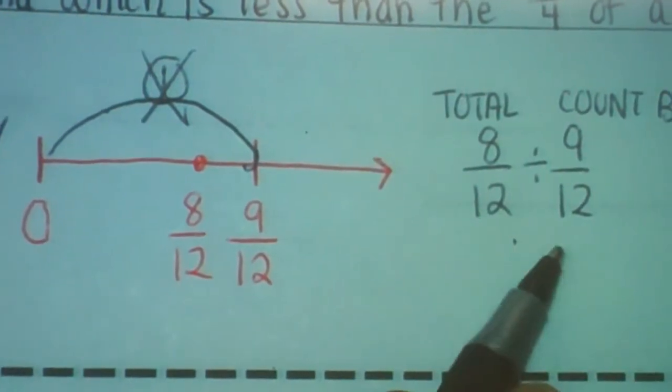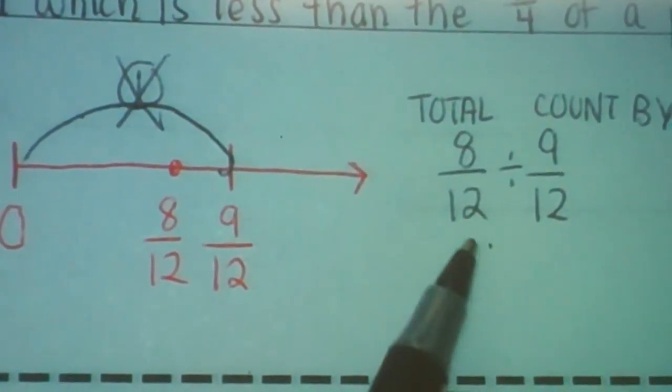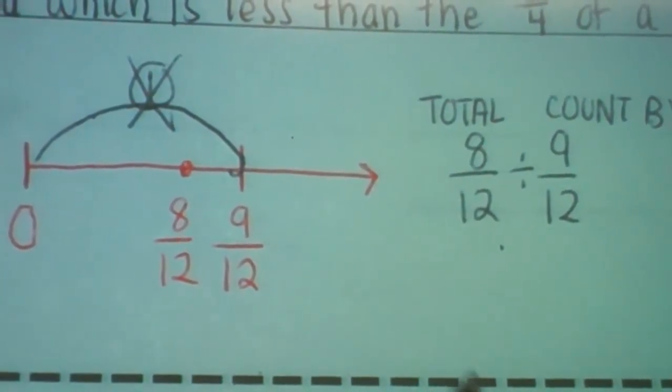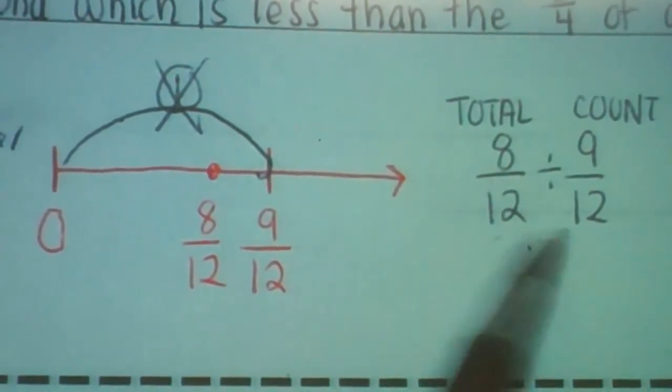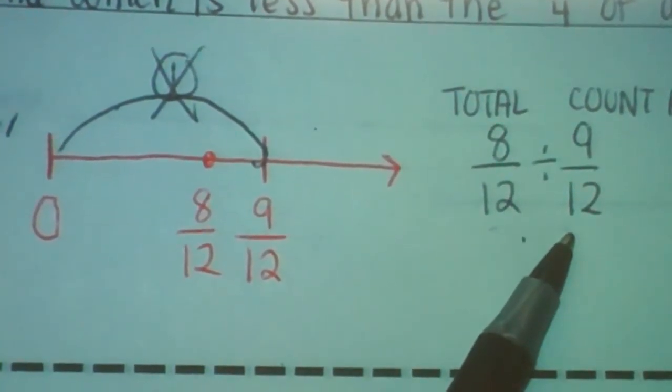Which is why, honestly, if you're not comfortable with the number line, the ratio table always works every single time. If you do this division out, you will definitely get 8/9 as well.